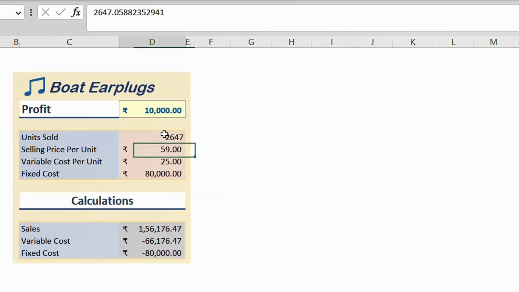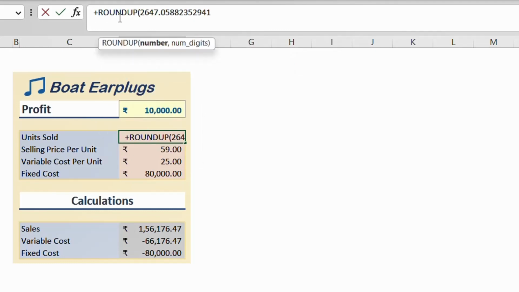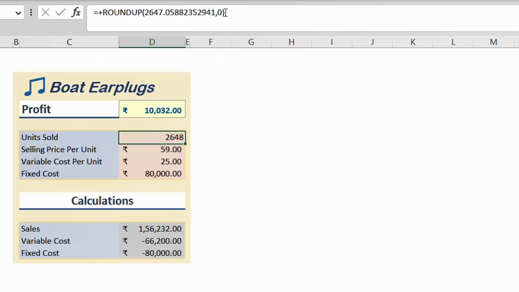One small thing here is that you can see goal seek created a quantity with a decimal of 0.5. You cannot sell 0.5 earphones to anybody, right? So for this, I'll just use roundup, and in roundup, I'm saying I want zero decimals. So 2648 units should be sold to make 10,032 as profit. So this is how goal seek works.